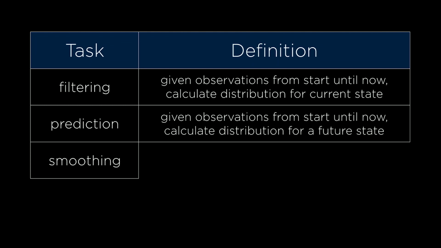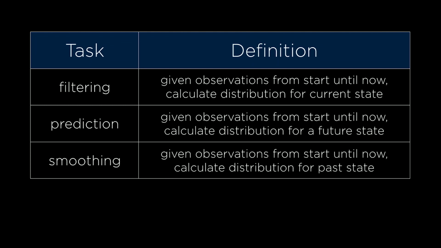And you can also go backwards as well via smoothing, where I can say, given observations from start until now, calculate the distributions for some past state. Like I know that today people brought umbrellas, and tomorrow people brought umbrellas. And so given 2 days' worth of data of people bringing umbrellas, what's the probability that yesterday it was raining? And that I know that people brought umbrellas today, that might inform that decision as well. It might influence those probabilities.